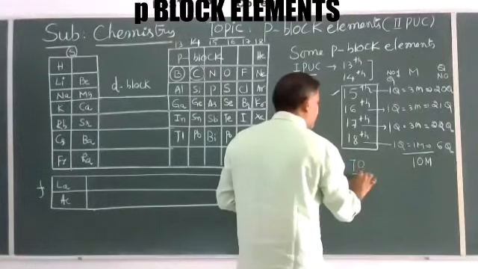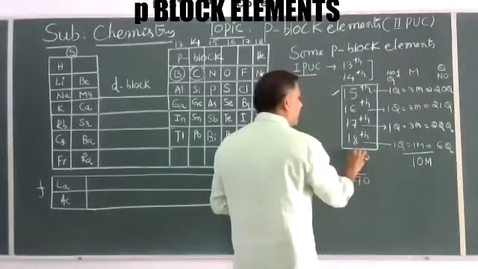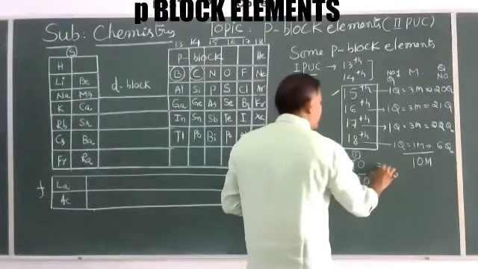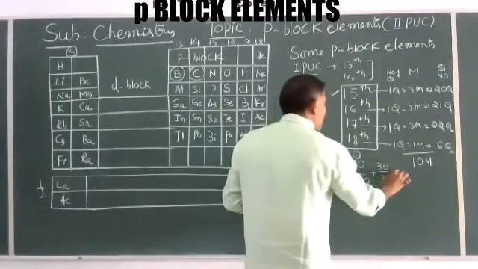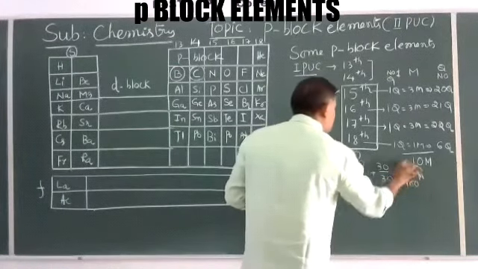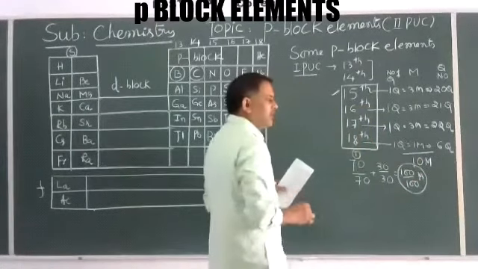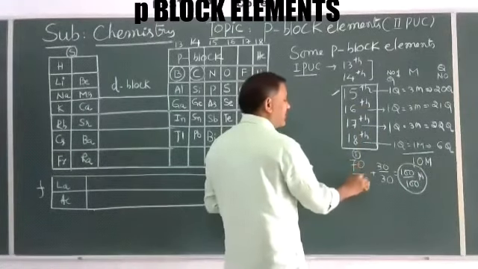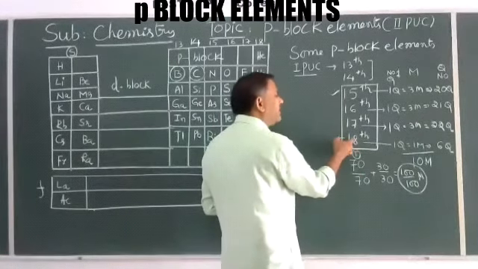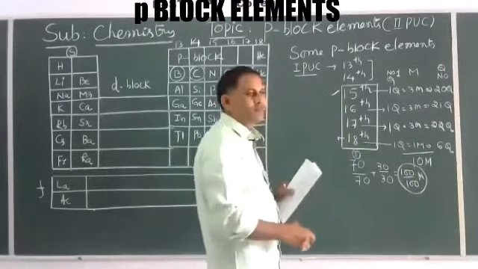70 by 70 in theory. We want 70 by 70, and practicals 30 by 30. So the 100 by 100 in PUC. To get 100 by 100 marks, it is compulsory to get the 70 by 70. Compulsory, read these 18th group elements.